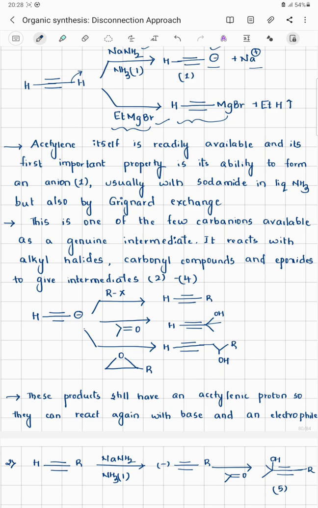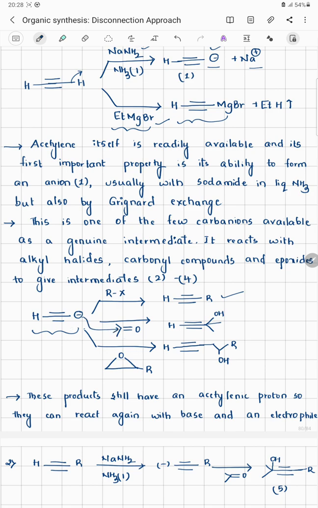That means this intermediate can be easily synthesized and it will react with n number of systems like alkyl halide, carbonyl, and epoxide systems to give me various intermediates. Now for example, once an acetylenic anion is generated, how does this get generated? Either the acetylene can react with sodamide or it can react in the presence of a Grignard reagent. This anion can react with alkyl halide to give me a substituted acetylene system. Secondly, this anionic system can easily attack the carbonyl carbon.